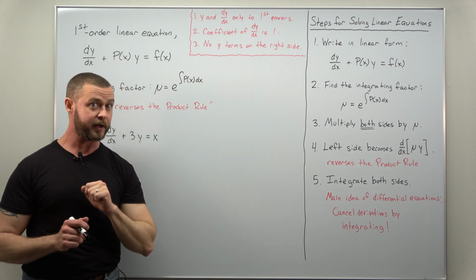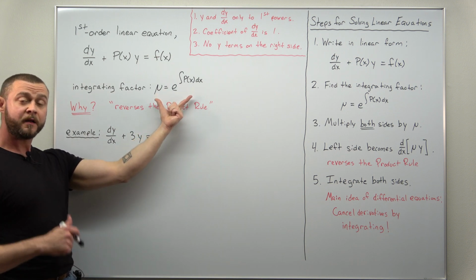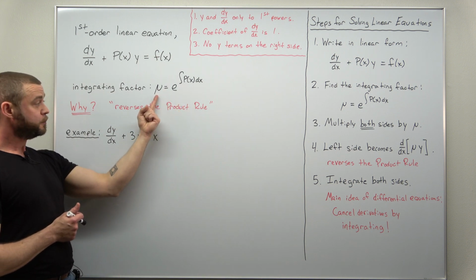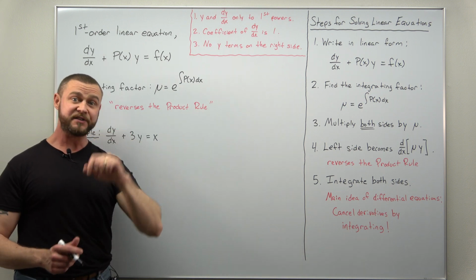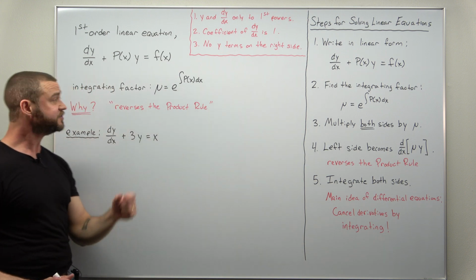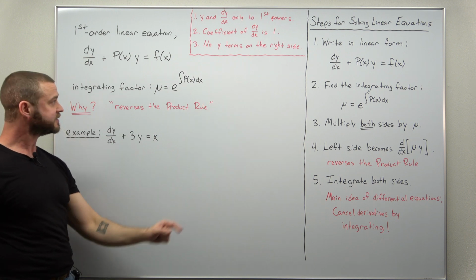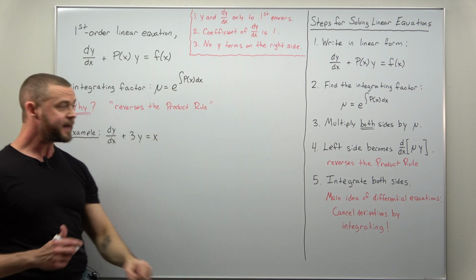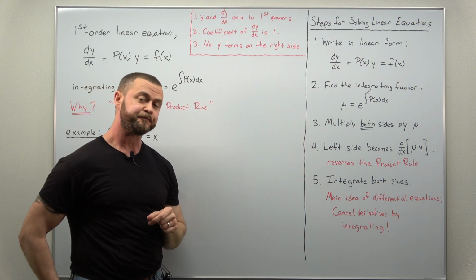Now, once you have your equation in linear form, you identify p of x, the function of x that's multiplying y, and p of x is used in the formula for the integrating factor, mu. And the formula is mu equals e raised to the integral of p of x. So it's really simple. Write your differential equation in this form, identify p of x, calculate the integrating factor, and then you can proceed with step 3 and beyond.